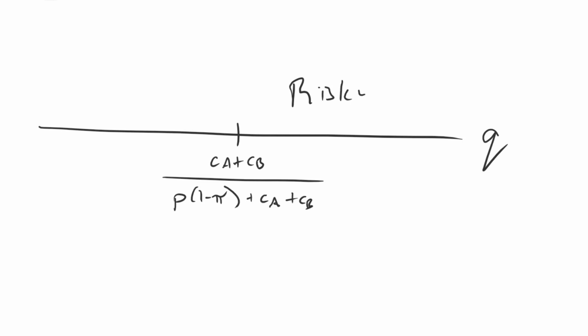We found a critical cut point, which was (CA + CB) over (P(1 − π) + CA + CB). If Q was above that cut point, A would make the risky demand. It would make an onerous demand, hoping to get the type that has a large amount to share to accept. In contrast, if Q was below that cut point, it would make a safe demand targeted toward the type that does not have very much to share. So it would make a very small demand, and both types would accept.